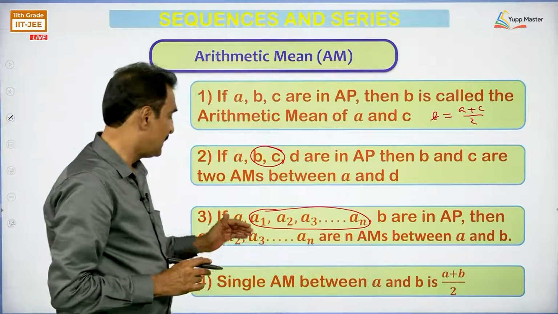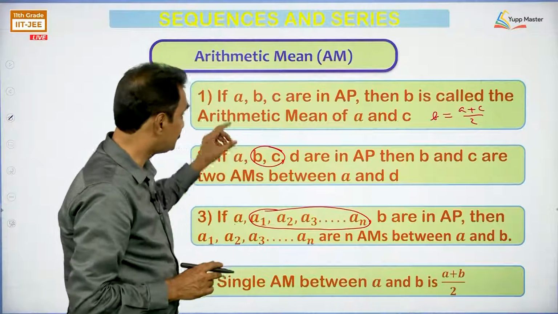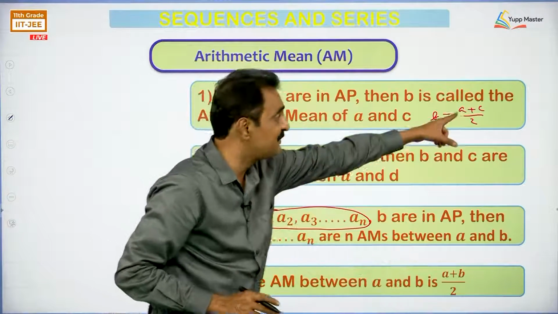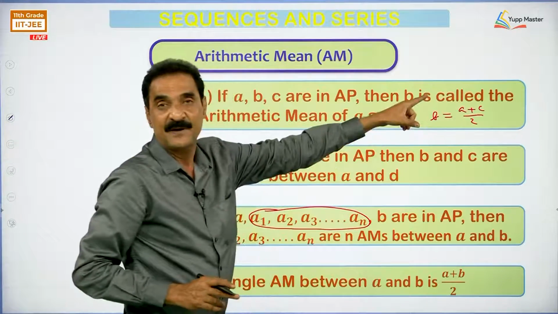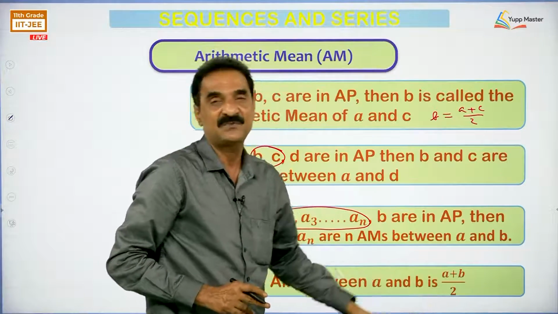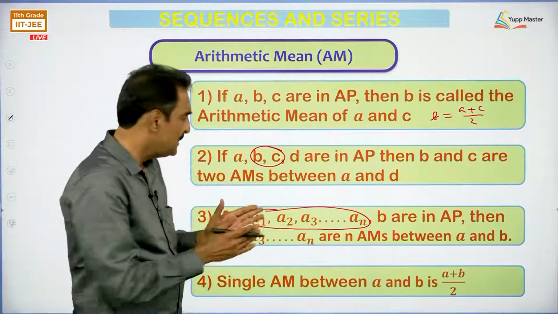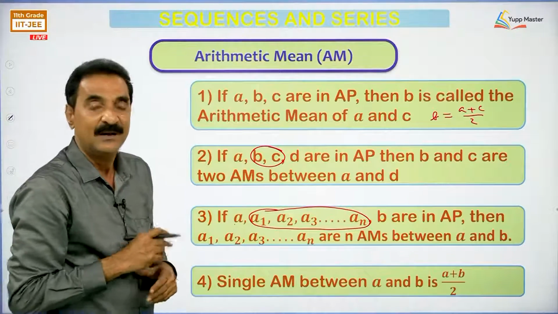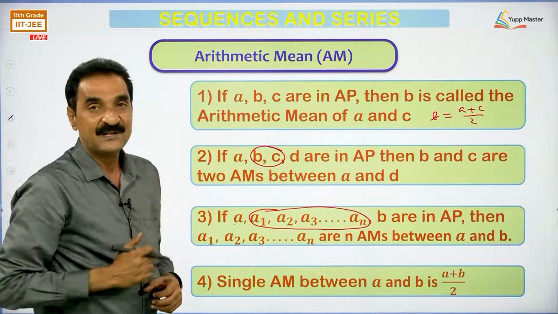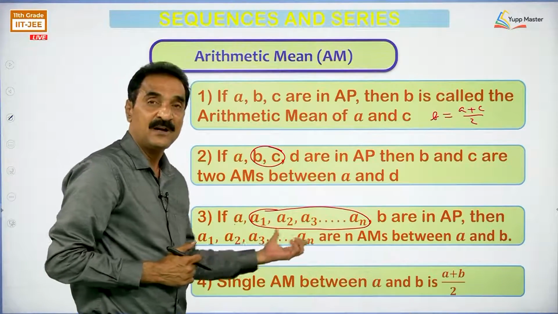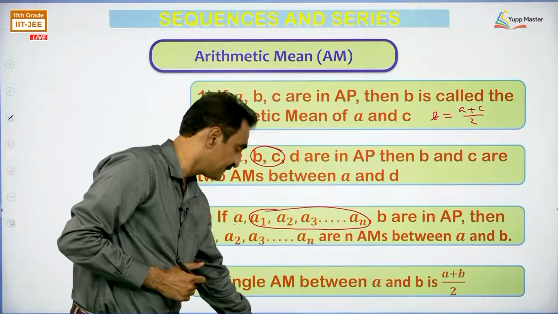Next, the single arithmetic mean between two numbers A and B is (A plus B) by 2, same thing. Arithmetic mean of A and C is (A plus C) by 2, arithmetic mean of A and B is (A plus B) by 2, that is the single arithmetic mean. In this way, we can have many arithmetic means between A and B. Now, we are going to discuss how to find a particular arithmetic mean among the n arithmetic means.